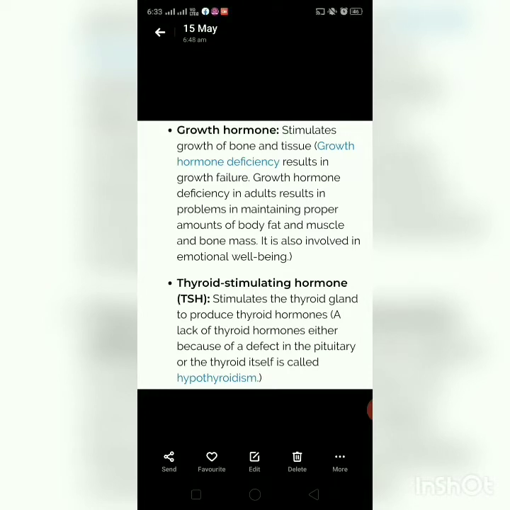Next one is thyroid stimulating hormone, TSH. It stimulates the thyroid gland to produce thyroid hormones. A lack of thyroid hormones, either because of a defect in the pituitary or the thyroid itself, is called hypothyroidism. So it stimulates the thyroid gland, which produces the thyroid hormones. If there is a lack of thyroid hormones, it will cause hypothyroidism.